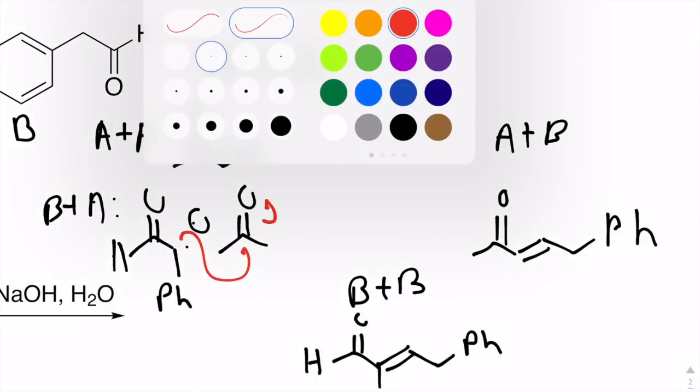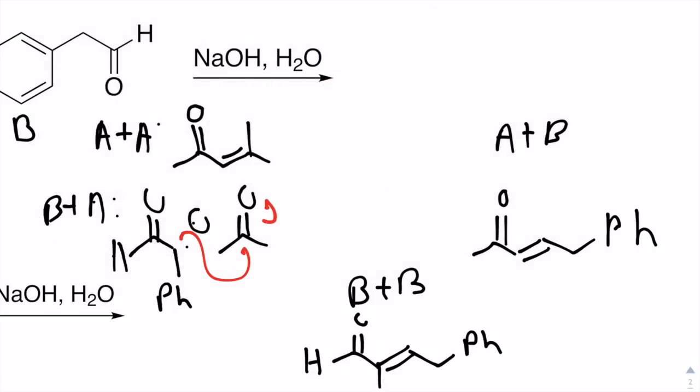And you can rationalize again the protonation step of the alkoxide anion followed by subsequent dehydration. So the end product of that is going to be something that looks like that. Okay, so that is the end product of B plus A.